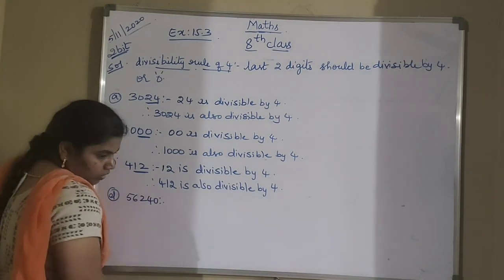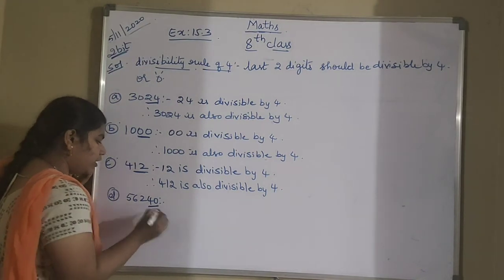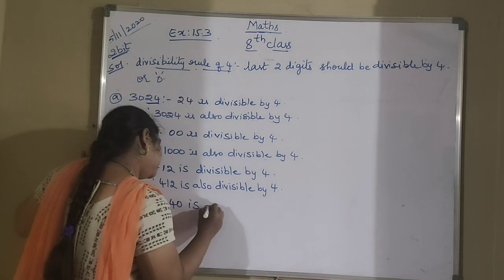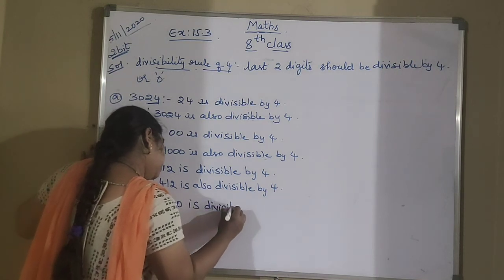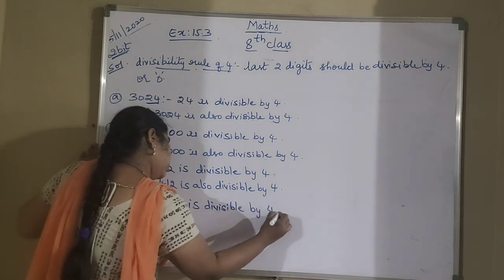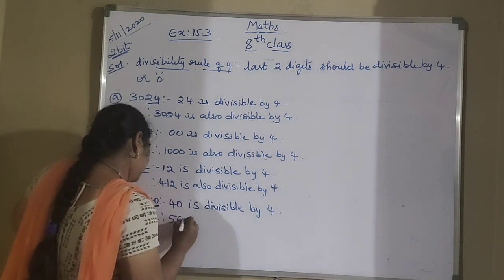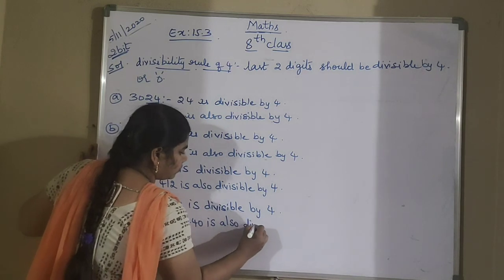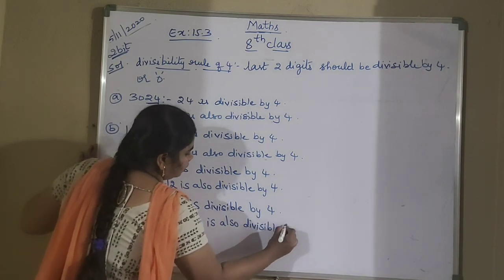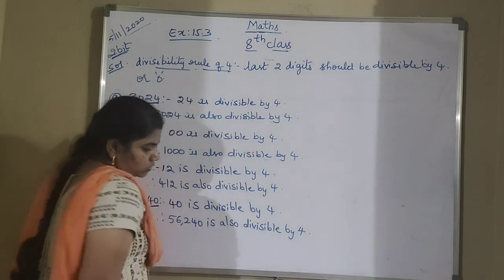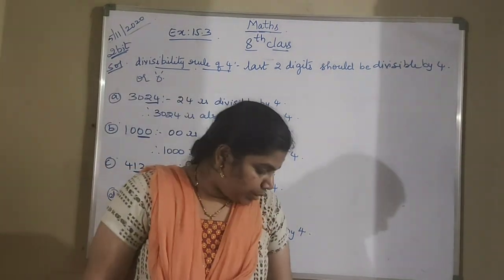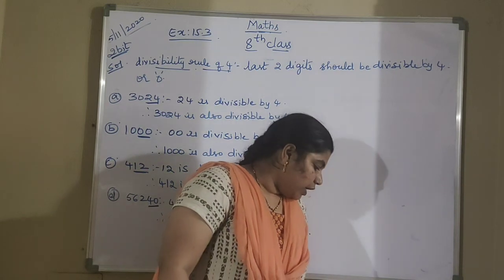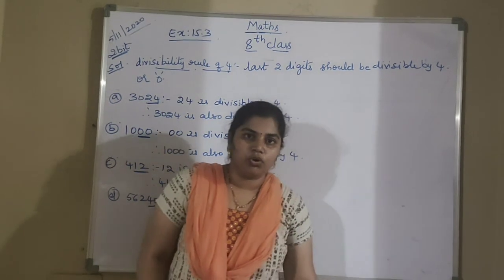Next, the last question in this bit, that is 56,240. What are the last two digits here? 40. Is 40 divisible by 4? Yes. So 40 is divisible by 4. Therefore 56,240 is also divisible by 4. So this is our second bit. The remaining bits, that is checking whether the given numbers are divisible by 8 or not, and the remaining questions we will continue tomorrow. Thank you.